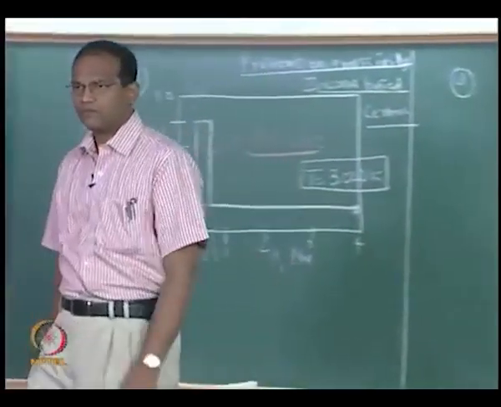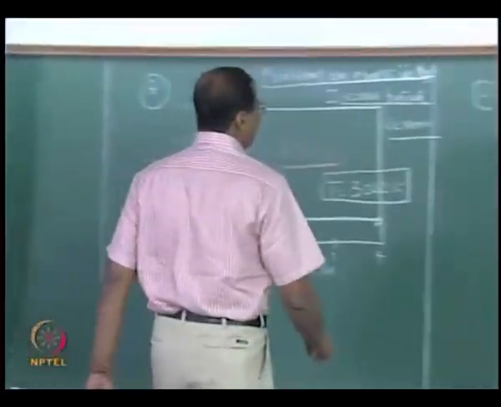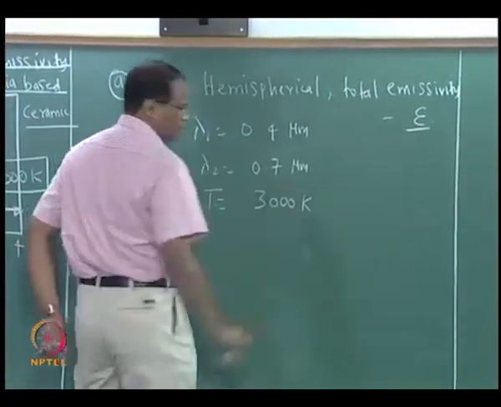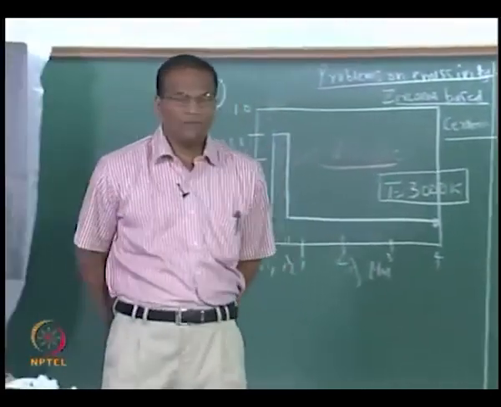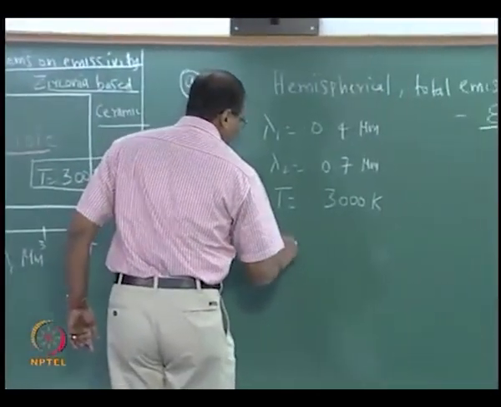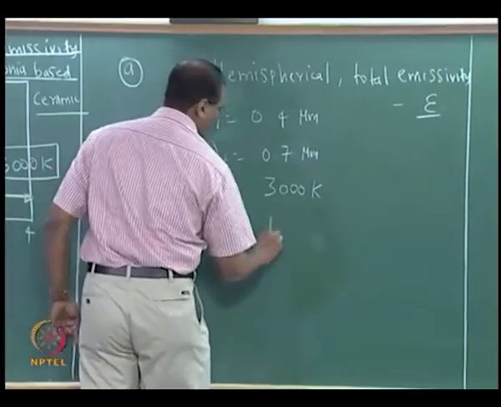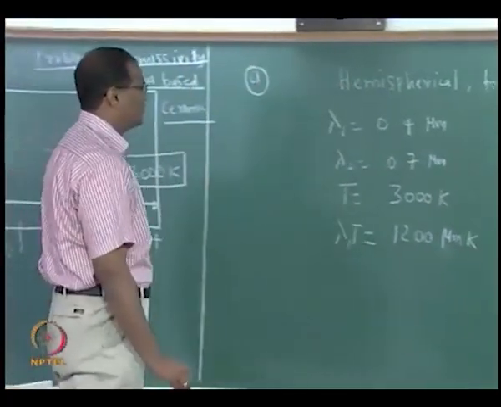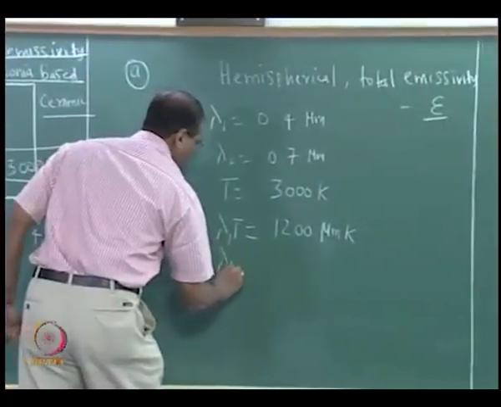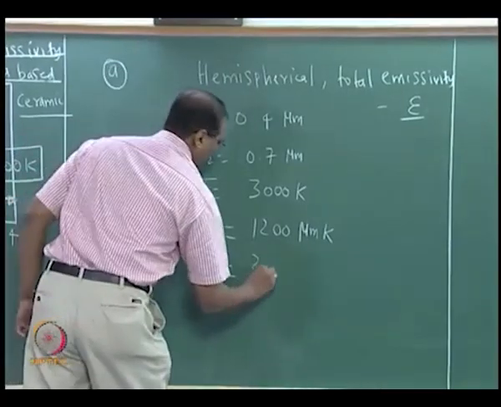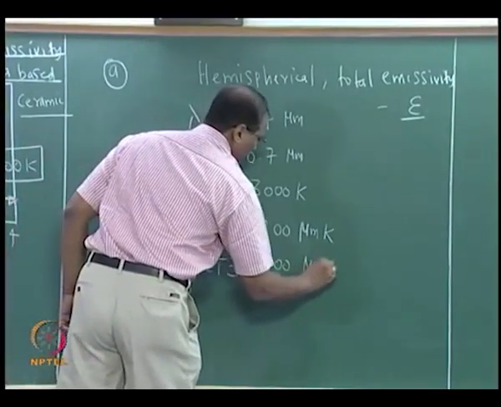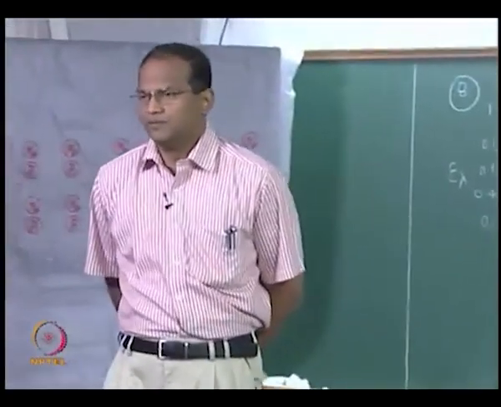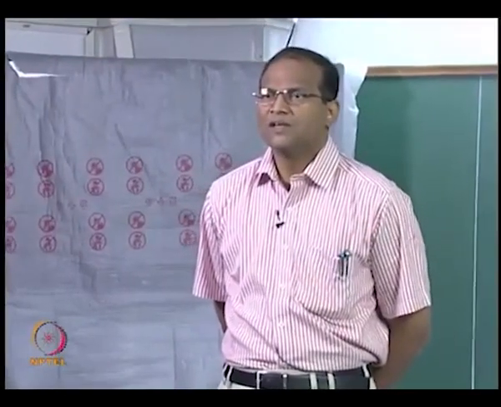Okay. T is 3000 Kelvin. So lambda 1 T is 1200 micrometer Kelvin, okay. So starting is good, no problem. Now we write an expression.